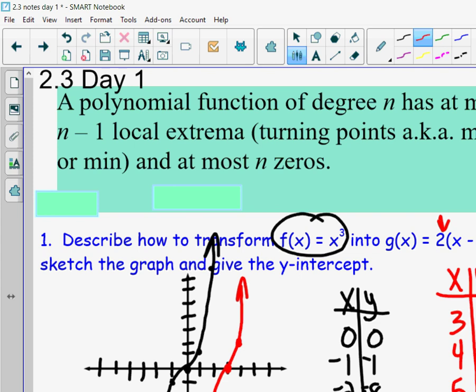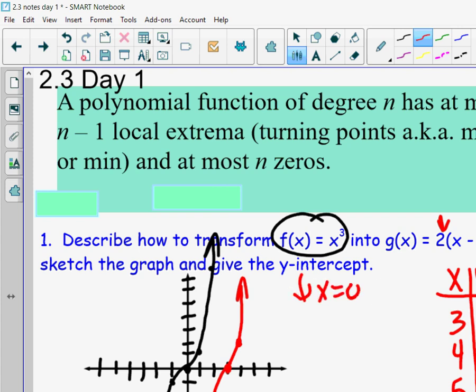Domain and range of this, all real numbers, because one arrow's pointing up, one's pointing down. The y-intercept, how do you find the y-intercept of a graph? The y-intercept is when x equals 0, right? So on the original, the y-intercept is just 0 because it crosses at 0, 0.